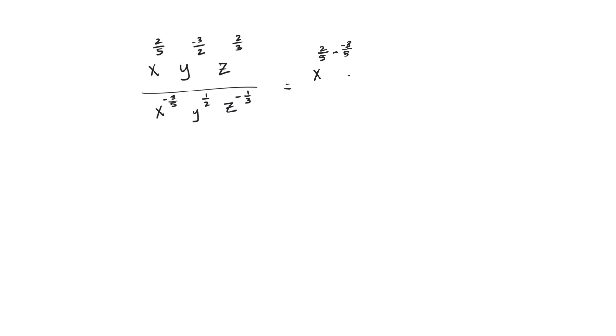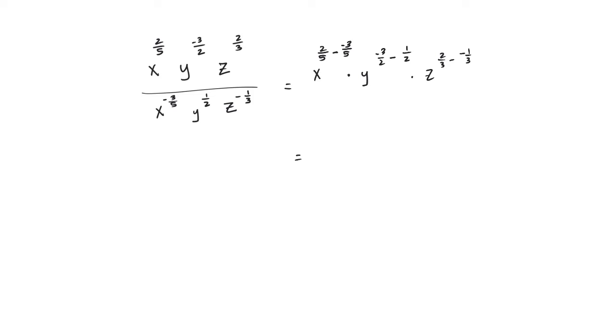And then that's going to get multiplied by my y's. I would have that y to the -3/2. I'll subtract the exponent that I had in the bottom, and now that's being multiplied by z to the 2/3, and we'll subtract that -1/3 from the bottom.